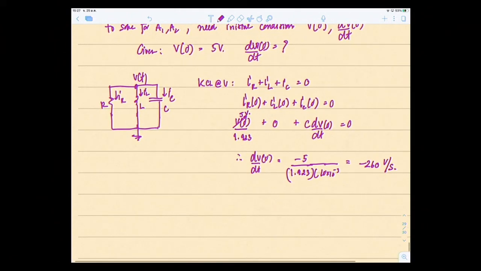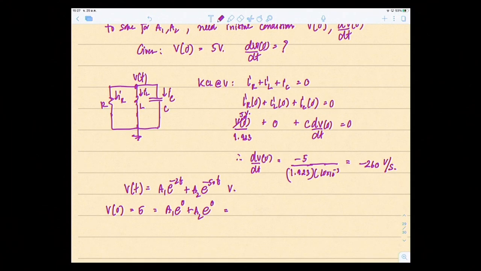Our solution was V of t equal to A1 e to the minus 2t plus A2 e to the minus 50t volts. For our first initial condition, V at 0 is equal to 5. Substituting t equal to 0, you get A1 e to the 0 plus A2 e to the 0, so A1 plus A2 equals 5. This is your first equation.